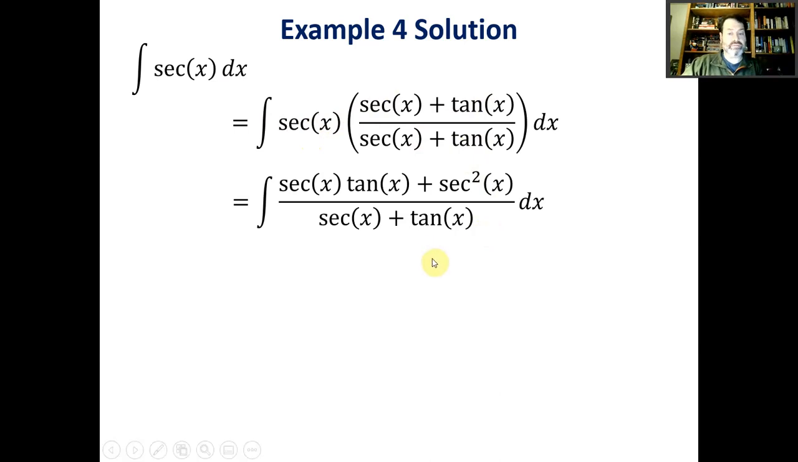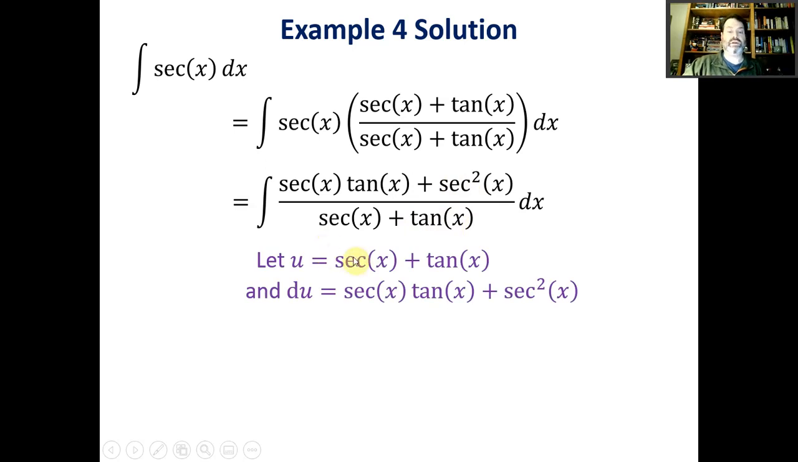Now if you look at it, you can see that up here we have the derivative of that, and here we have the derivative of that. So this is actually a u substitution, where u is just secant x plus tangent x, and du is just the derivative of both of those. And it works out real nice. This whole thing just becomes 1 over u du.